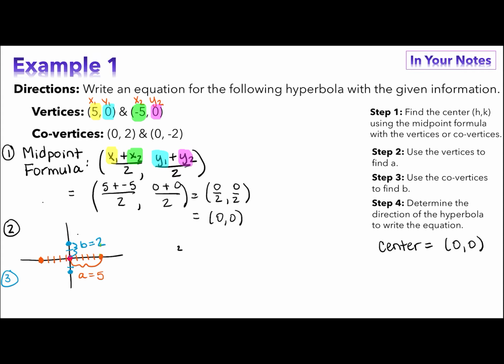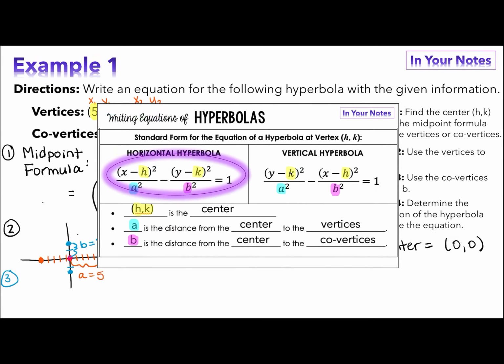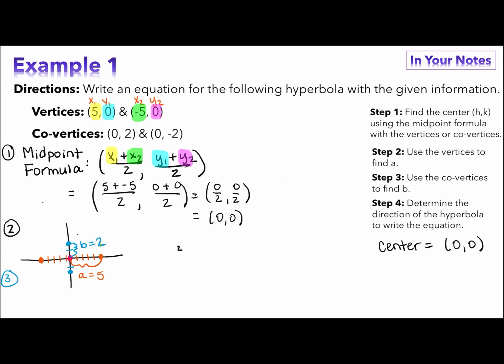Step 4, determine the direction of the hyperbola to write the equation. To determine the direction, what you need to remember is that the vertices right here is where the curved line is. The vertices is where the curved line is. So that means that this is opening left and right. This is what that means. Remember, you've got horizontal and you've got vertical. So if it's opening left and right, it is a horizontal hyperbola.